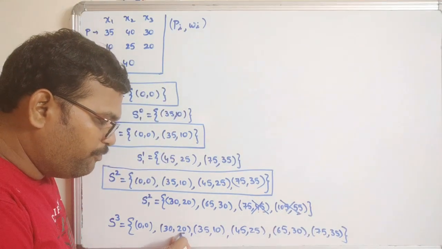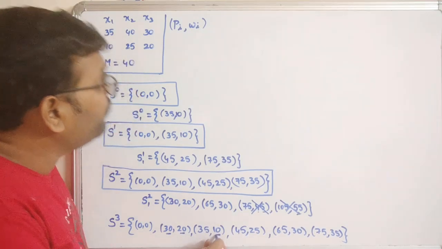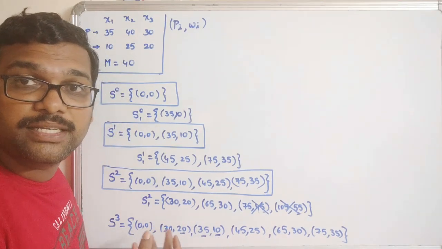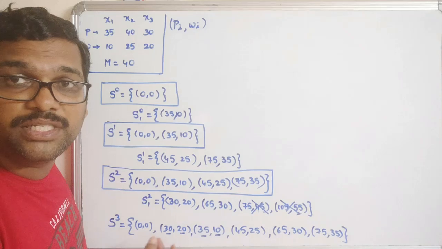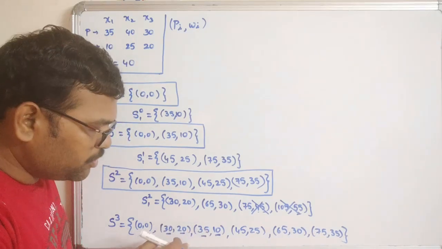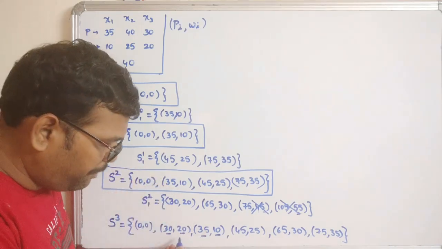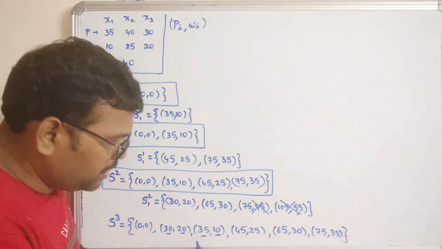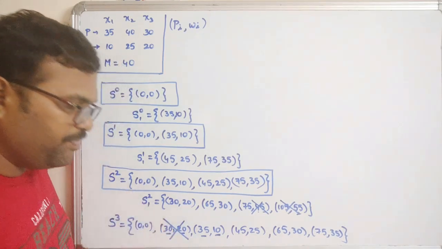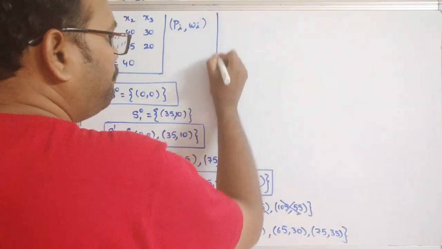And here you can see with the 20 weight we are getting some 30 profit, and here with 10 weight, we are getting 35 profit. So which is a dominance, right? With a less weight, we are getting more profit. So what we have to do? So we can simply avoid the pair with less profit. So among these two, the less profit is 30. So we can simply avoid this set or this element, right? Now we'll write the pair.